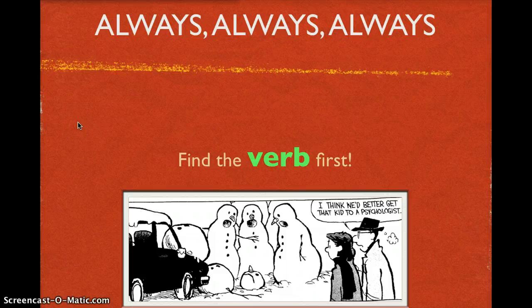Always, always, always find the verb first. So we've got a cartoon here where Calvin has set up a catastrophic car accident with 4 snowmen, one of whom has his largest snowball on the hood of the car and his head has fallen off, and the other 3 snowmen are looking on in horror.